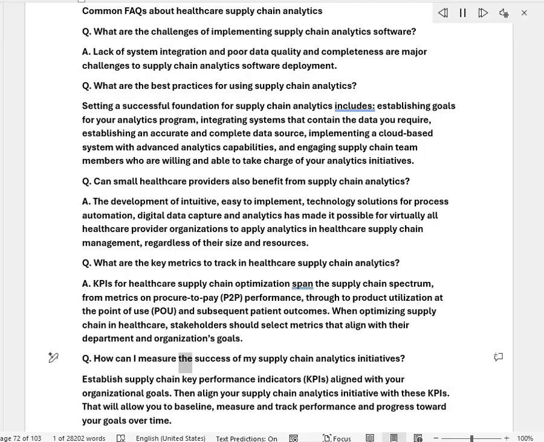Q. How can I measure the success of my supply chain analytics initiatives? Establish supply chain key performance indicators, KPIs, aligned with your organizational goals. Then align your supply chain analytics initiative with these KPIs. That will allow you to baseline, measure, and track performance and progress toward your goals over time.